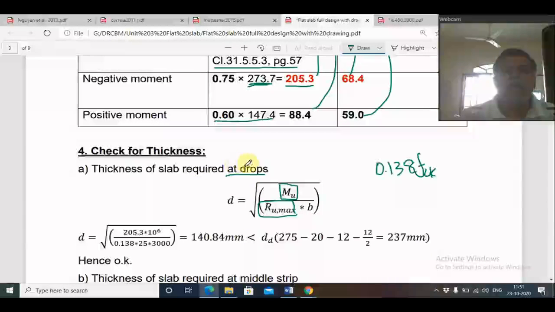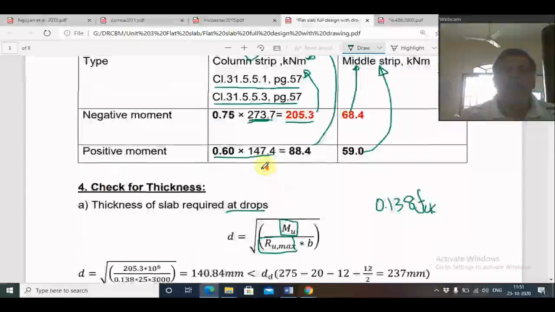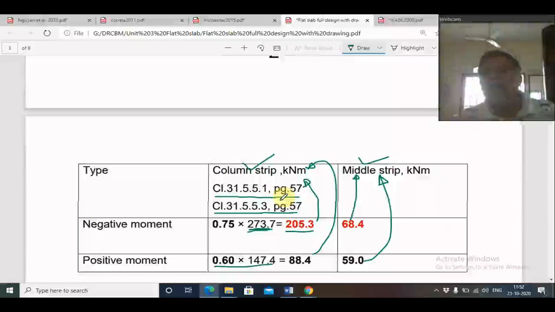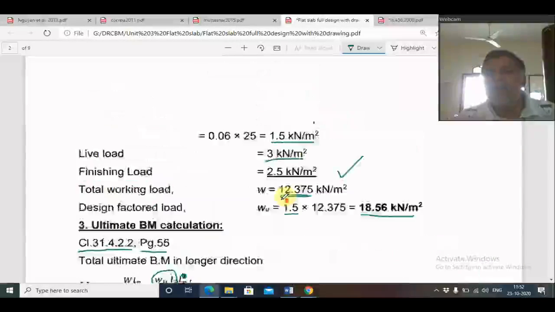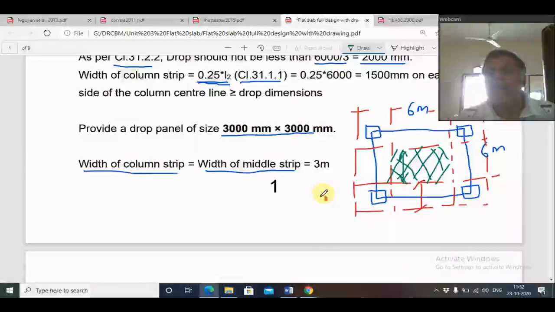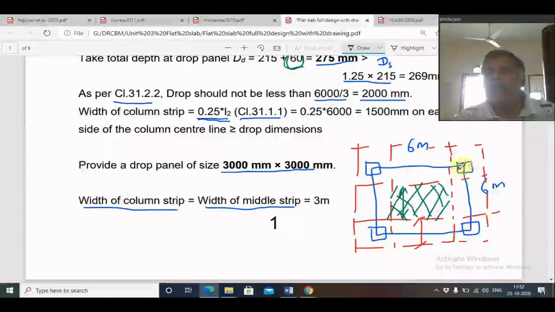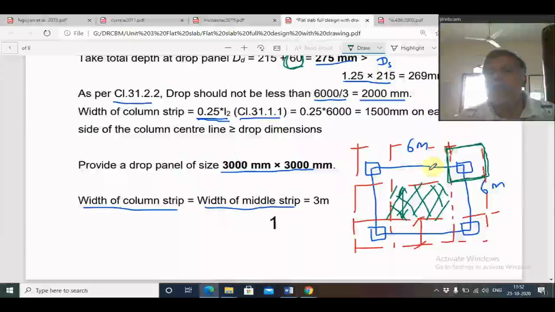Now I am talking about the drops. Let me see where the drop is located in the plan view. This is the plan. This is the column. So around the column we have a drop with a dimension of 3 meters by 3 meters. So the drop is located at the column strip, so I have to consider the moment in the column strip.